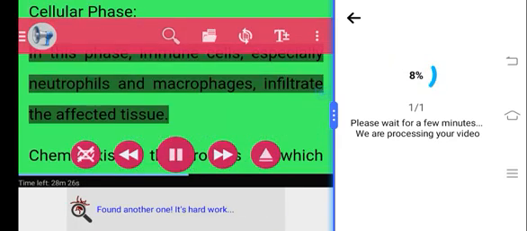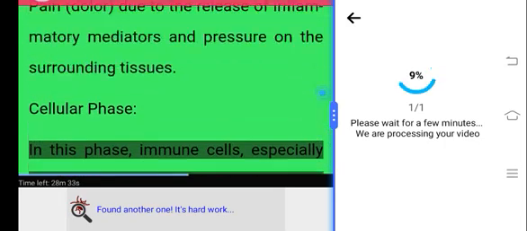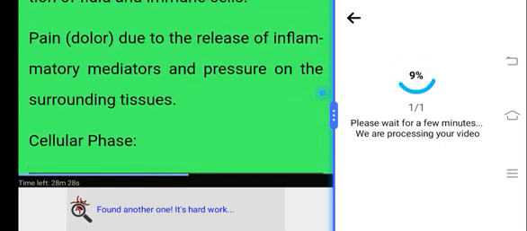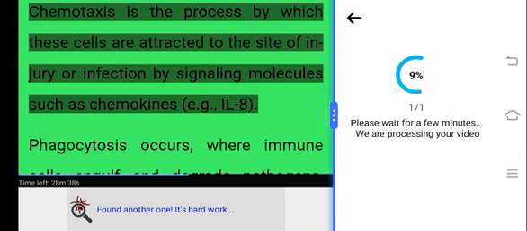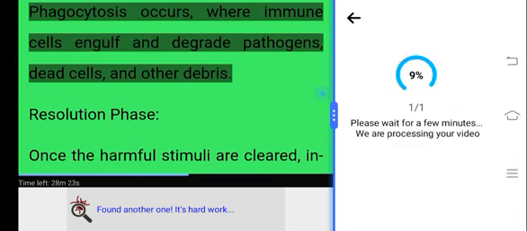Cellular phase. In this phase, immune cells, especially neutrophils and macrophages, infiltrate the affected tissue. Chemotaxis is the process by which these cells are attracted to the site of injury or infection by signaling molecules such as chemokines, e.g., IL-8. Phagocytosis occurs, where immune cells engulf and degrade pathogens, dead cells, and other debris.